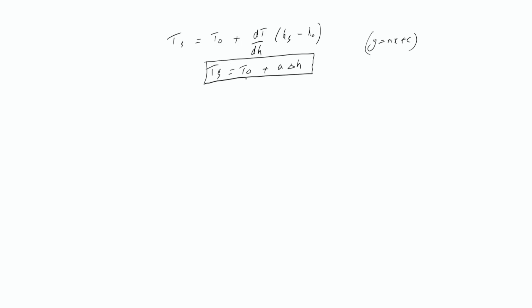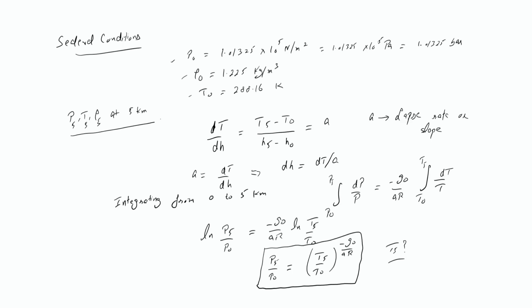T naught is known, the slope is known, and of course we know the altitude at which we want to find the properties, so h5 minus h naught, that is delta h. So now T5 is a known quantity. We have T5 and we have P naught, so now we can easily find the pressure at 5 kilometers.